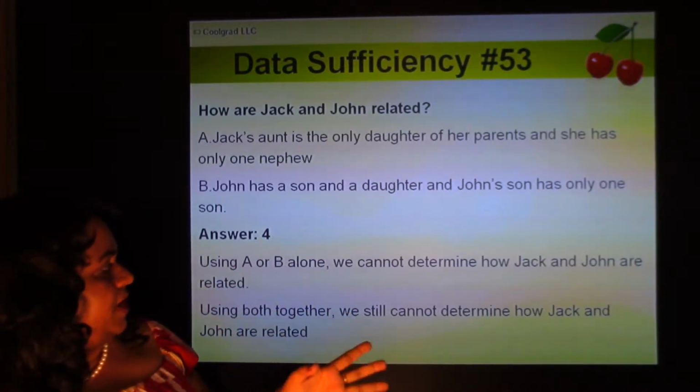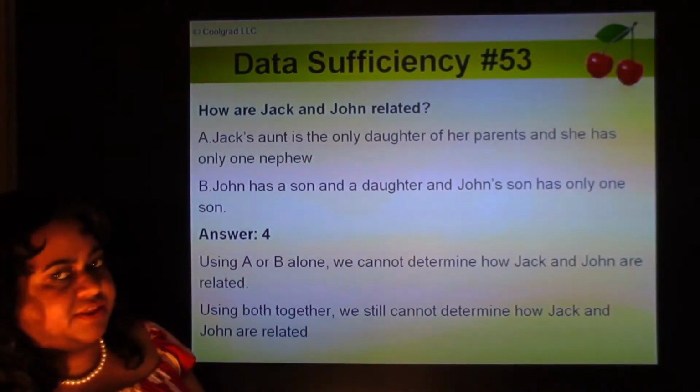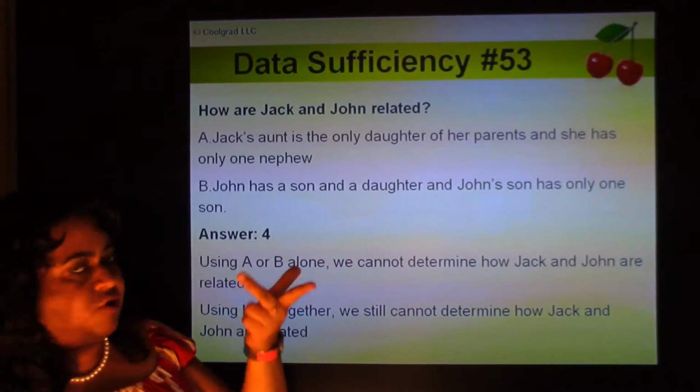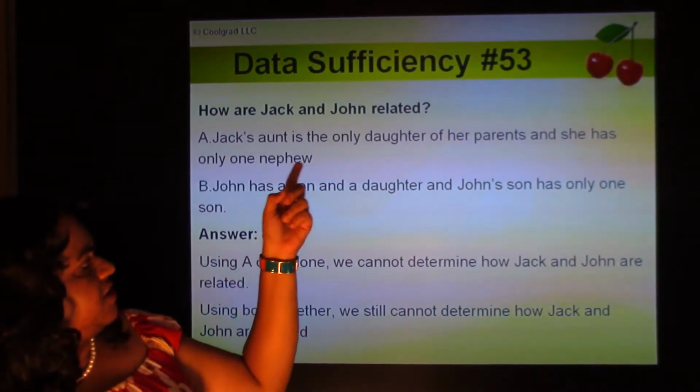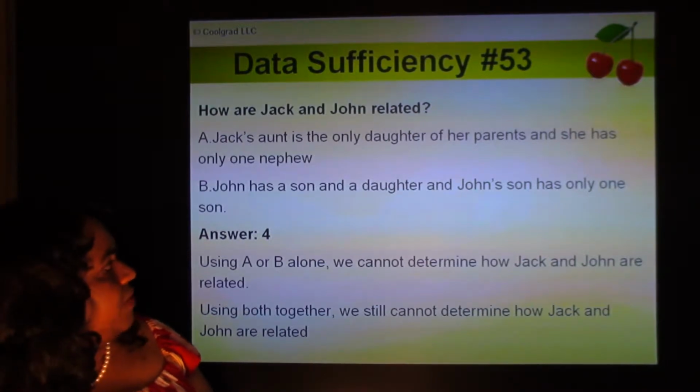So using A or B alone, let's try. Jack and John, we are trying to find the relationship, right? Jack's aunt, so she could be mother's sister or father's sister. Jack's aunt is the only daughter of her parents, and she has only one nephew.